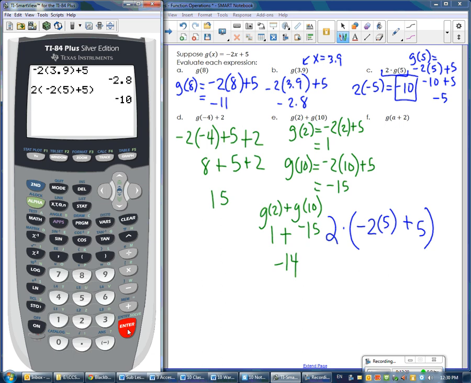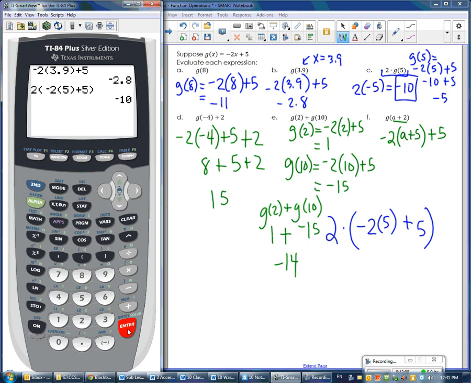Now letter F is a little bit different. Instead of plugging in a number, I'm plugging in an algebraic expression. Don't let that confuse you. You're doing the same thing. I am replacing x with the expression a plus 2. So when I do that, I'm going to have negative 2, and instead of writing an x, let me go ahead and just finish the skeleton. I've got the plus 5. And you should hopefully remember this from when we were using the substitution property in the first unit with solving systems. Instead of writing an x, I'm just going to replace it with an a plus 2.